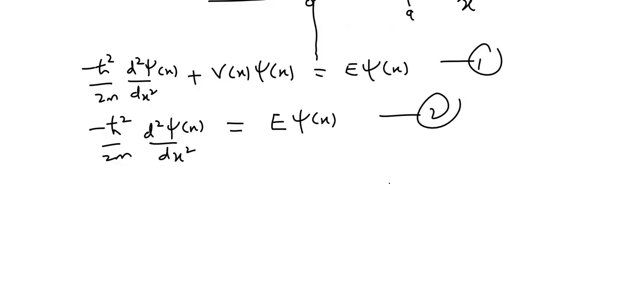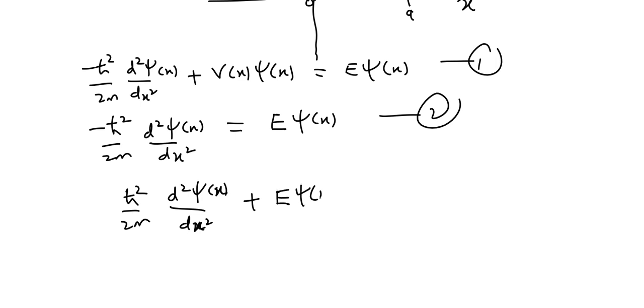Now we can bring the left hand side of equation 2 to the right hand side, or we can bring the right hand side to the left hand side. Either way, we can write h bar squared over 2m d squared psi of x dx squared plus E psi of x equals 0. Let's call this equation 3. If you include the minus here, then when E psi gets to the left hand side, it will be negative. So you can divide through by the negative so that you have equation 3.